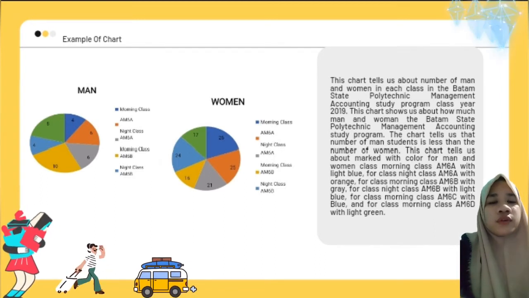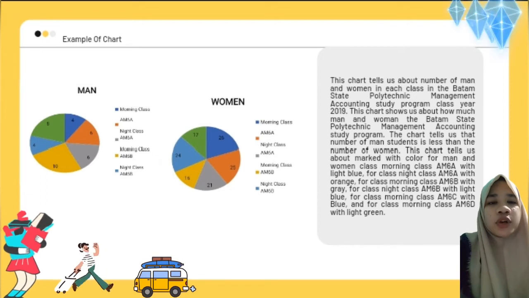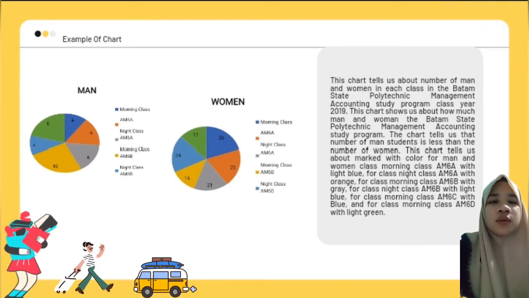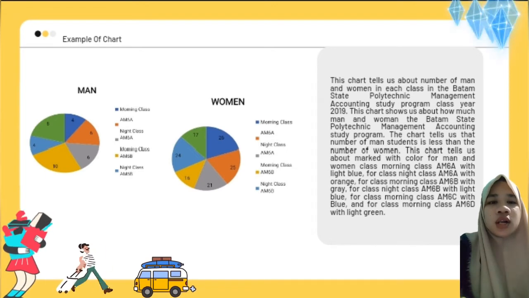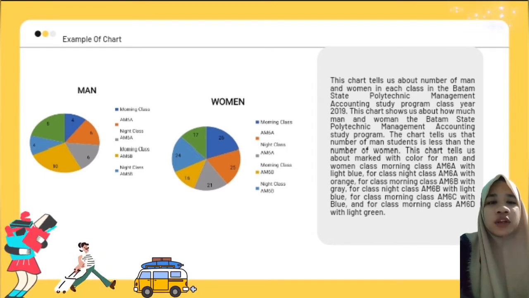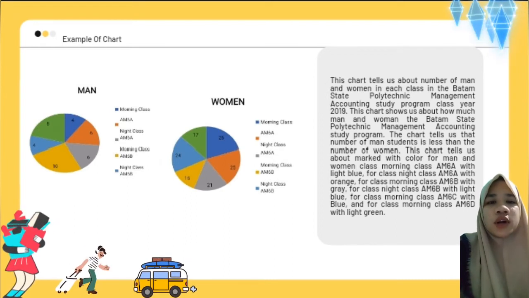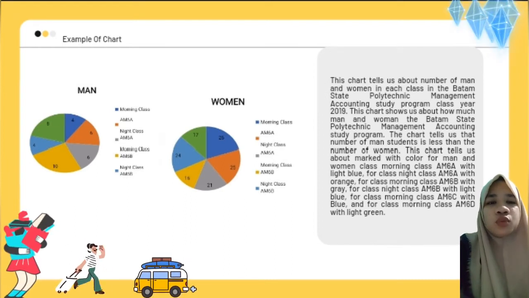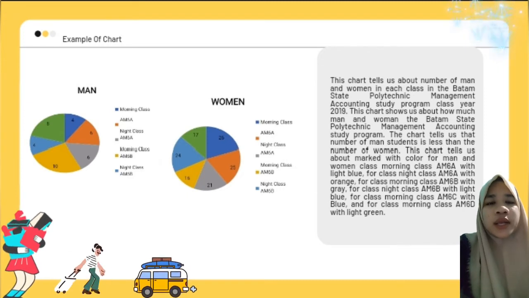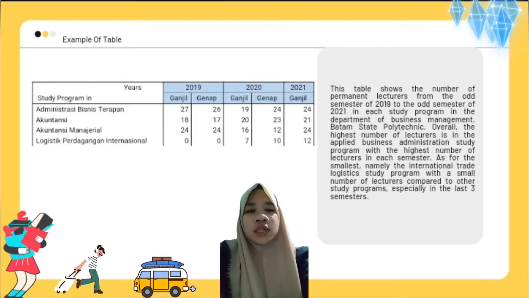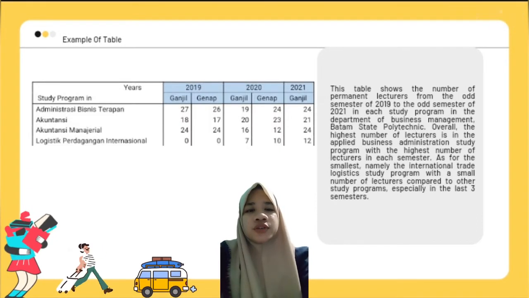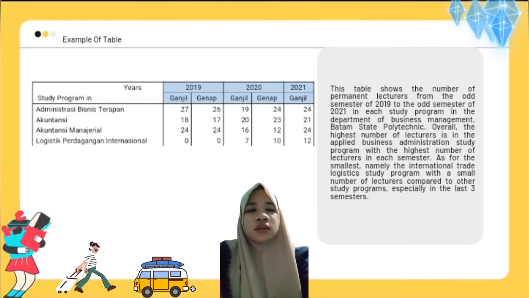Class morning, class AM 6A with light blue; for class night, class AM 6A with orange; for class morning, class AM 6B with gray; for class night, class AM 6B with light blue; for class morning, class AM 6C with blue; and for class morning, class AM 6D with light green. And this table shows the number of permanent lecturers from the old semester of 2021.